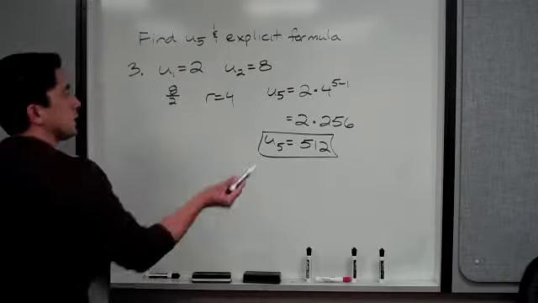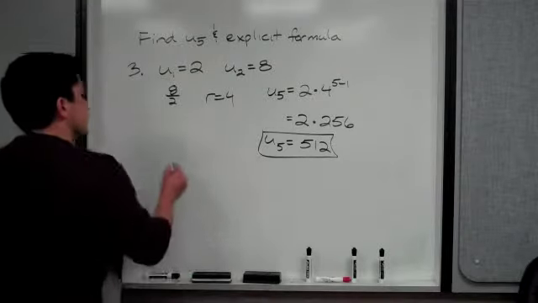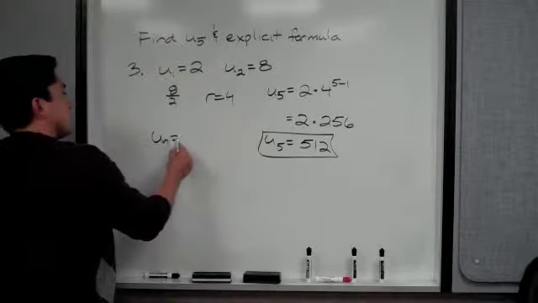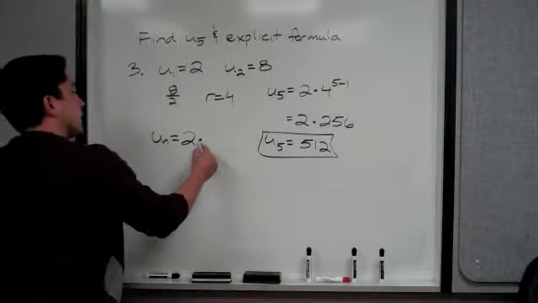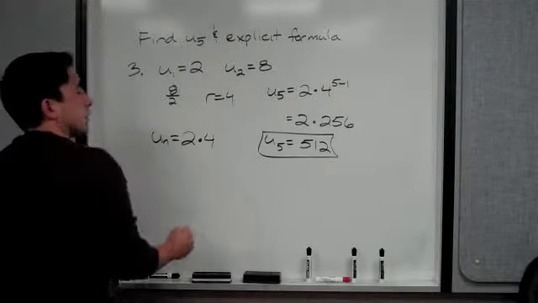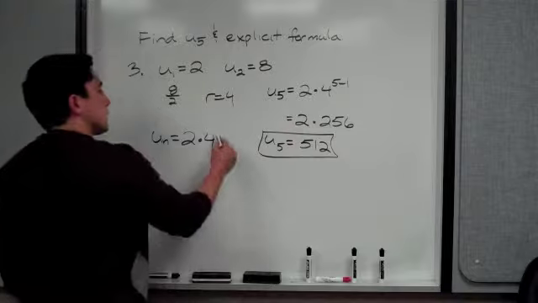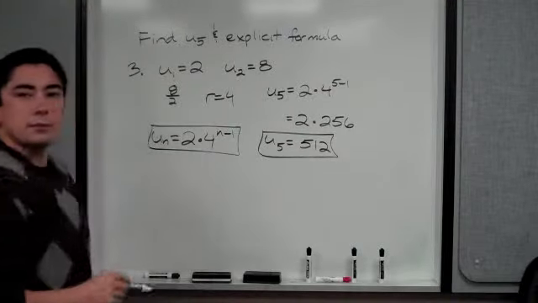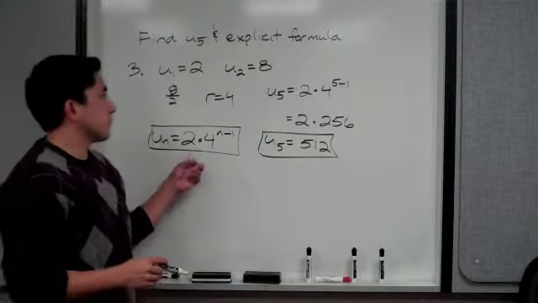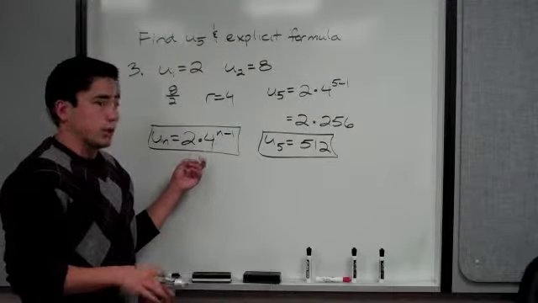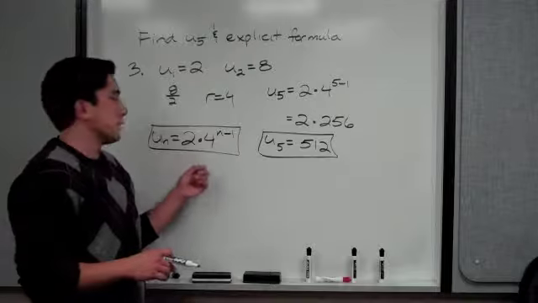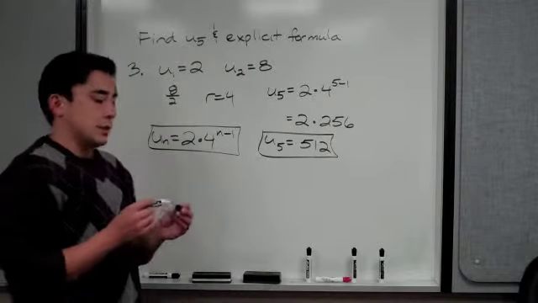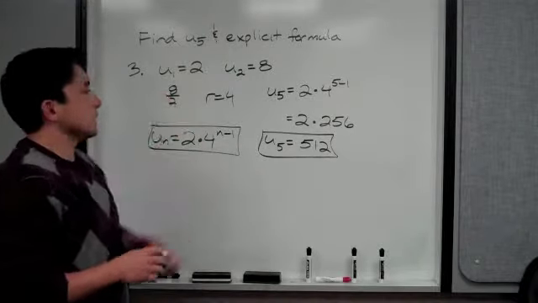Now the explicit formula, if you know the first term, is really easy. You have u sub n is equal to your first term times your ratio to the n minus 1. And there you go. Again, for the explicit formula, you're not trying to solve anything, you're just trying to write a formula with n in the equation. So that is this example.